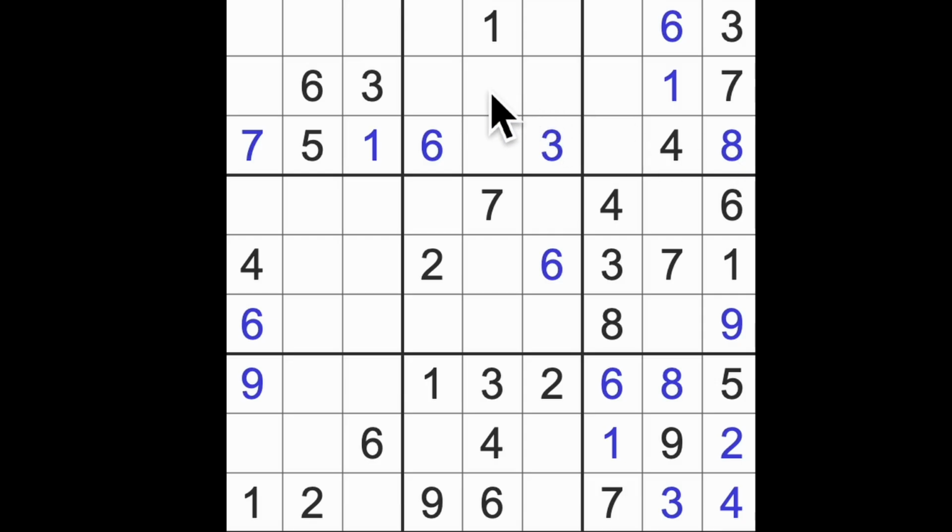Okay, missing numbers in this column are 2, 5, 8, 9. I do believe so. And we've got 2, we've got 8, and we've got 9 all attacking this square here, so that's got to be a 5 then. So 5 blocking this way will give us 5 here. This has to be a 2.